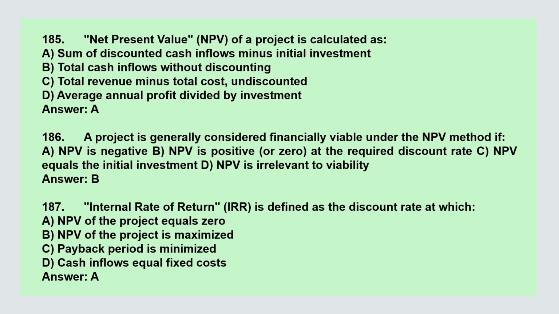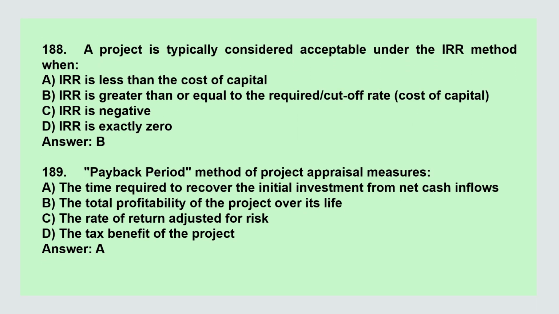Net present value of a project is calculated as answer A, sum of discounted cash flows minus initial investment. A project is generally considered financially viable under the NPV method if answer B, NPV is positive or zero at the required discount rate. Internal rate of return is defined as the discount rate at which answer A, NPV of the project equals zero. A project is typically considered acceptable under the IRR method when answer B, IRR is greater than or equal to the required cut-off rate.